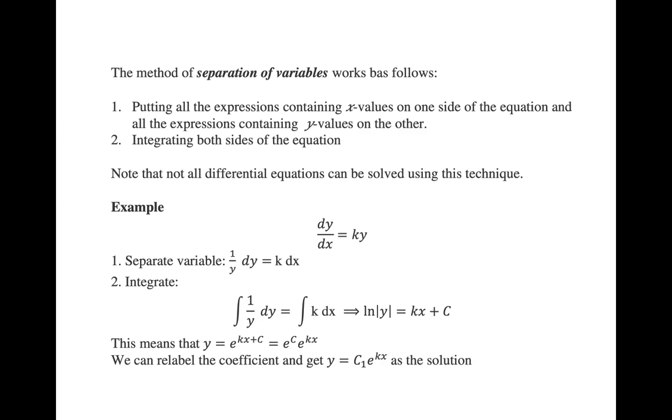Now remember your laws of exponents. That means that we can express the right-hand side as e raised to the kx times e to the c. And we can switch the order of multiplication. So we have e to the c times e to the kx. And e to the c, e to some constant, is just another constant. So if we relabel that and call that c1, we get that the solution is going to be y is equal to c1 e to the kx.